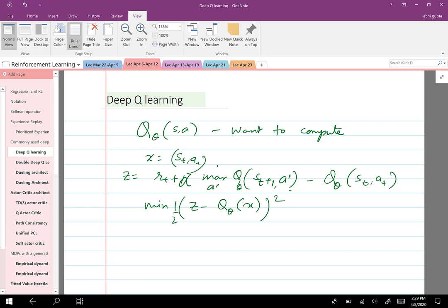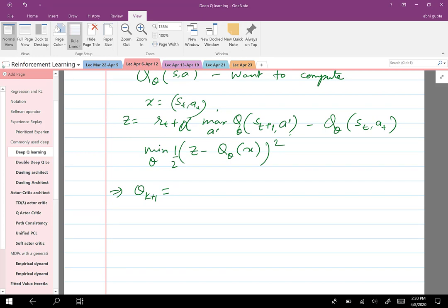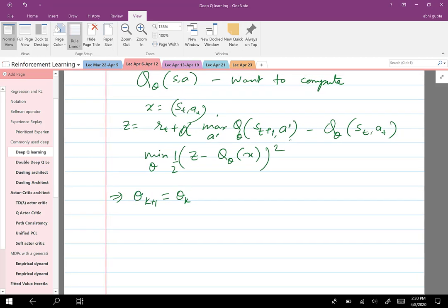Then I want to minimize one half of z minus q theta x, squared, with respect to theta, and this leads me to the update scheme: theta k plus 1 equals theta k plus eta k times z minus q theta x, times the gradient with respect to theta of q theta x. My q and theta look similar, that's not good. Okay, this is the vanilla Q learning.